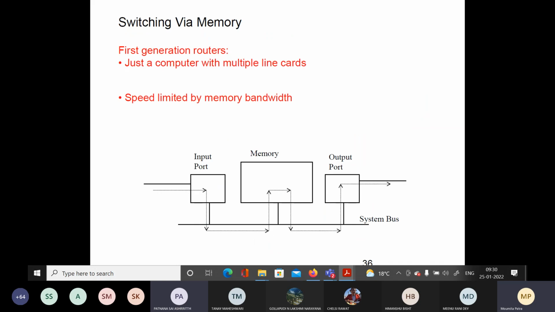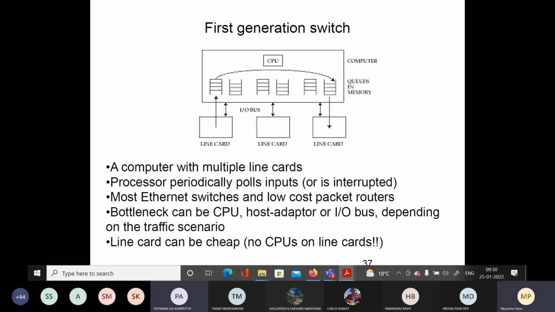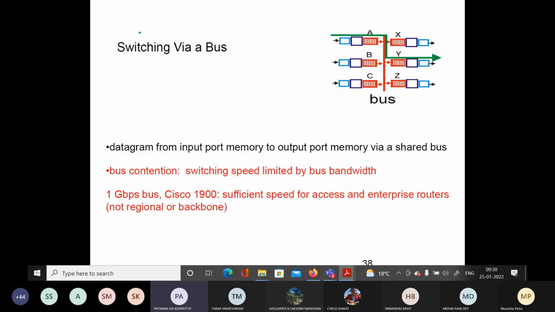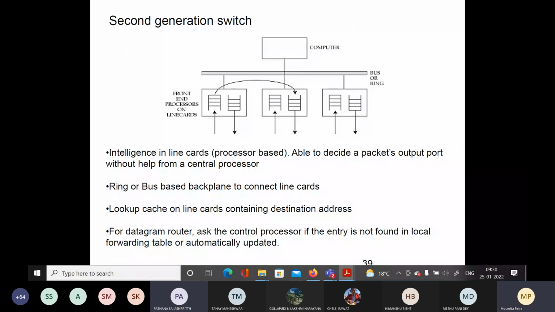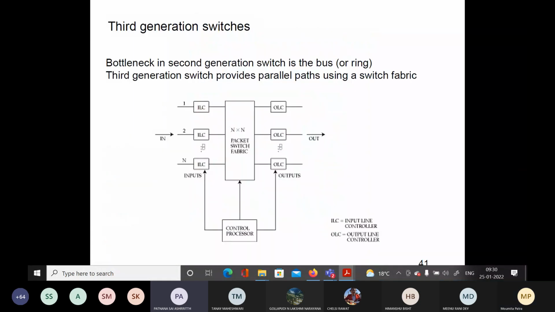Instead, I will get to a different one. Okay, let me see. This is about second generation switches. This is the third generation switch. So I'll start with the third generation switch. You already know what the first and second generation switches do. Or if you want, I will just go through one slide each, one line each in that case. Okay.